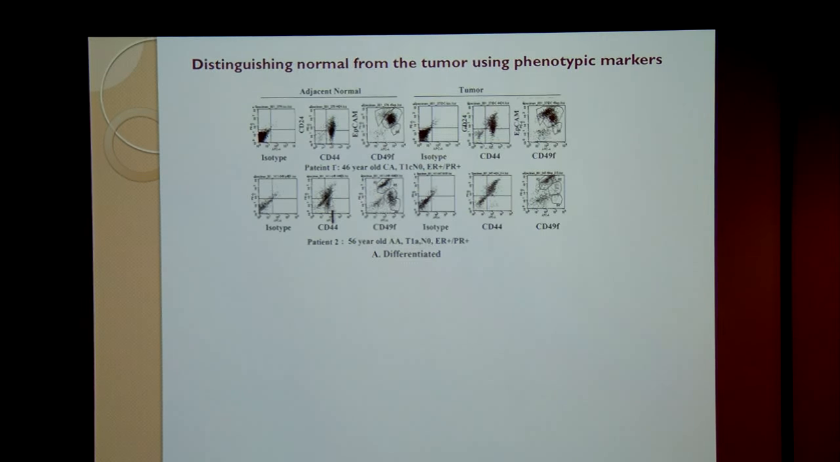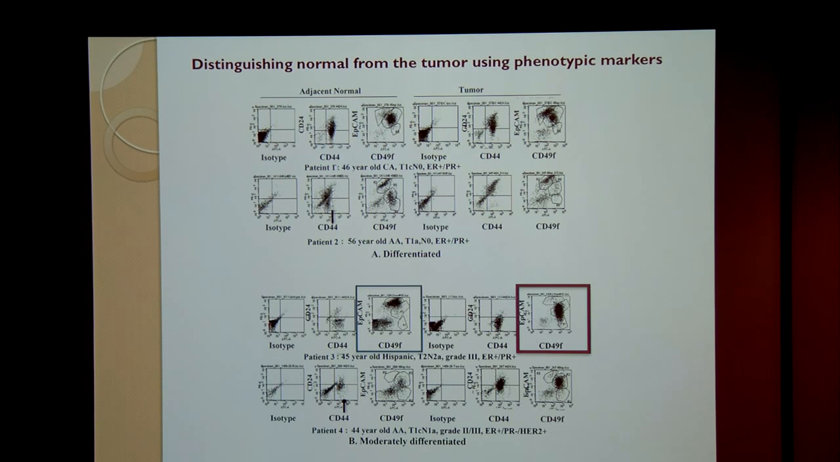Look at the top, this is a differentiated tumor from a patient. Her adjacent normal is mostly luminal progenitor cells, and here is her tumor, with a differentiated population as well as luminal progenitor. That is perfectly fine. Here are two cases with moderately differentiated tumors. Particularly pay attention to this one. This is from a Hispanic woman. Her adjacent normal is mostly differentiated cells. Her tumor is luminal progenitor.